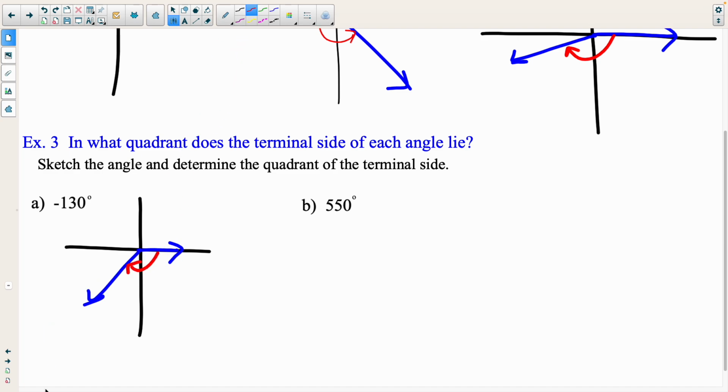Okay, so draw the whole angle, because that is part of the question. Okay, sketch the angle. And then you can see that my terminal side is in the 3rd quadrant. So this would be my answer, just like that. See if you can come up with letter B.